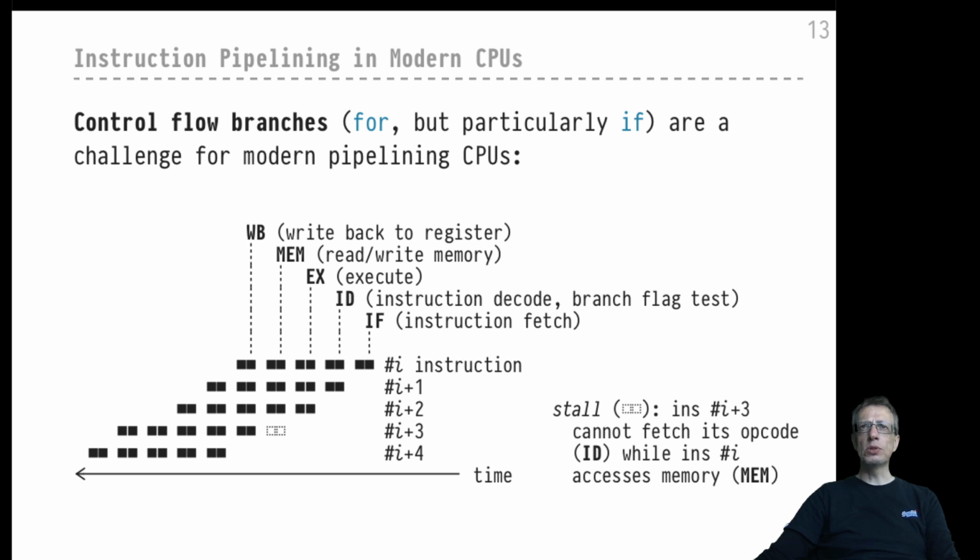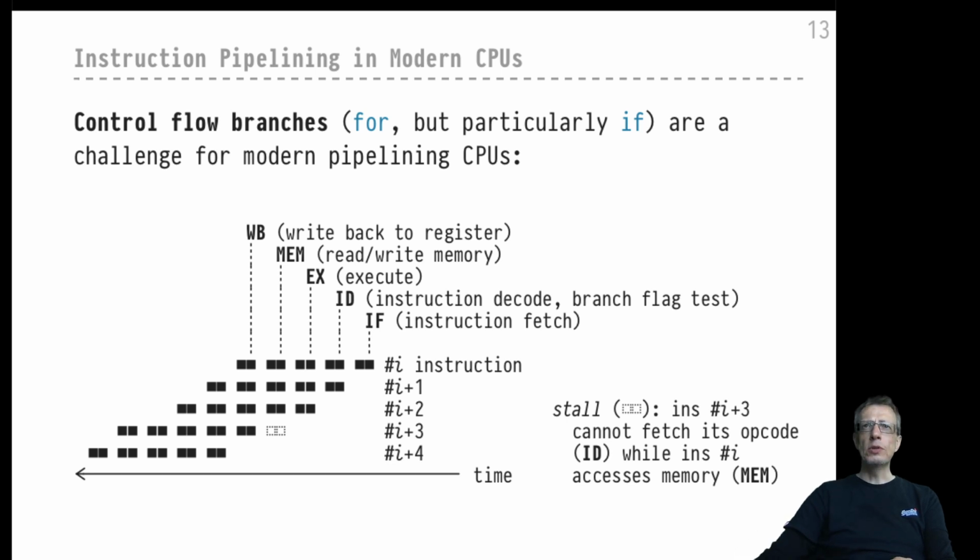Most of these CPUs are so-called pipelining CPUs that execute more than one instruction at a time. We will have a closer look at this, but the control flow branching, the unpredictable control flow branching in particular, can be a real challenge for modern CPUs because it will disrupt their very efficient pipelined evaluation of instructions.